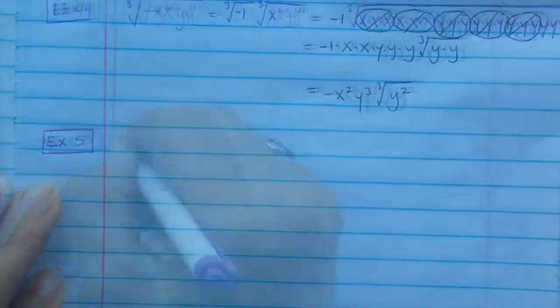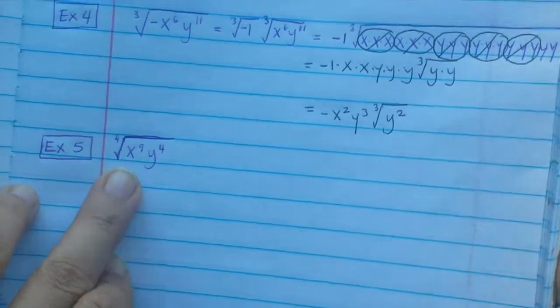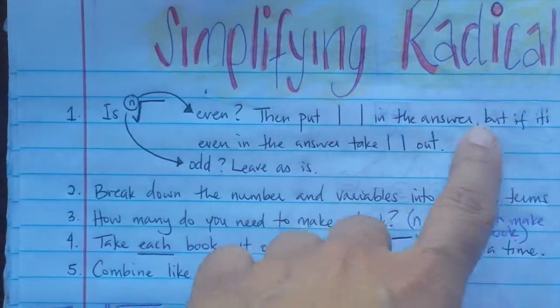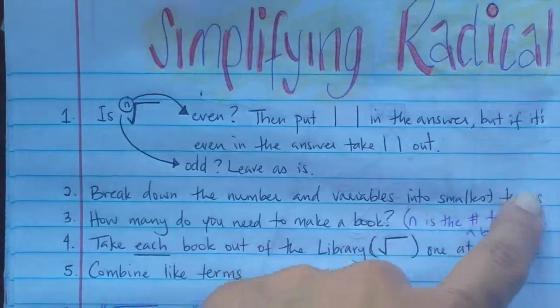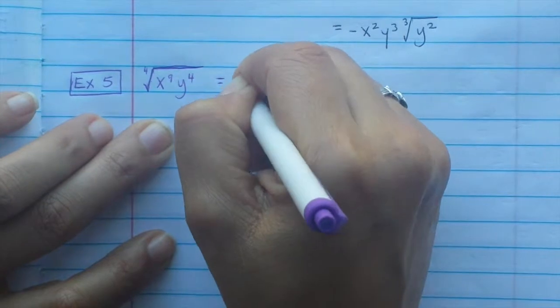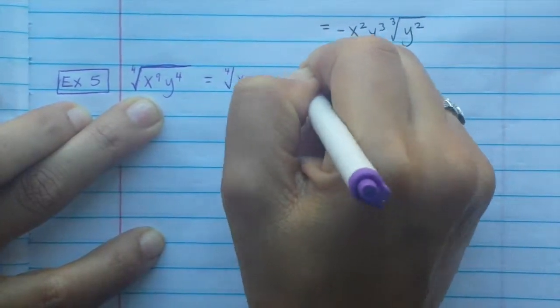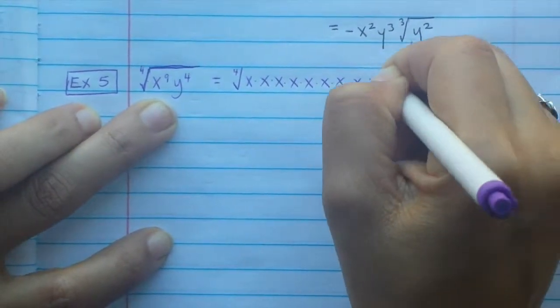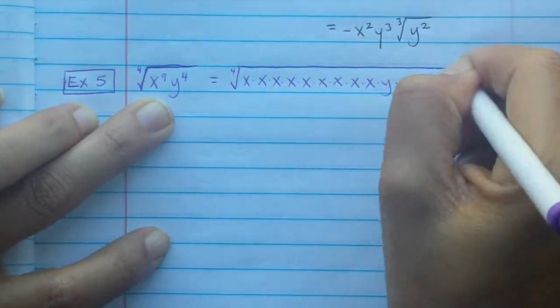Alright, example 5, the 4th root of x to the 9 and y to the 4th. Alright, so is n even? Is the number outside even? Yes, it is. So we have to have absolute value unless the exponent is already even outside. Then you don't. So let's break it down. How many x's do I need? 9. So count out 9 x's. How many y's do I need? 4. So count out 4 y's.